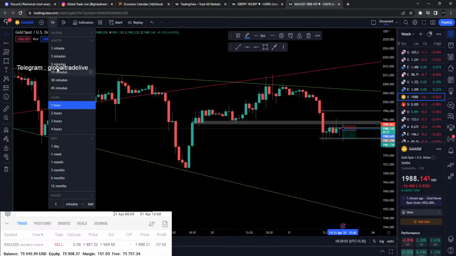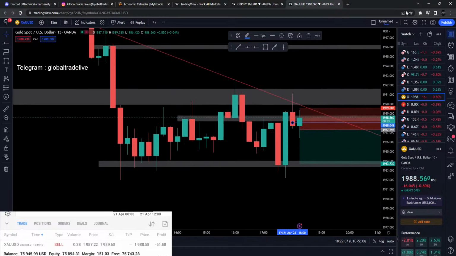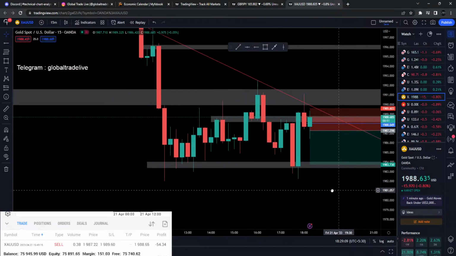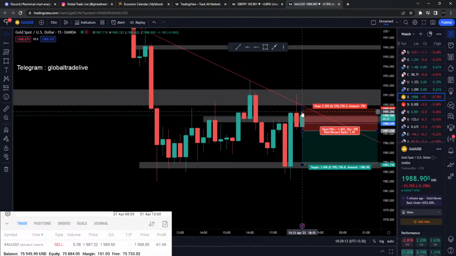I really believe gold will be moving down, but obviously nothing is 100%. That's just a belief, which can be wrong as well.